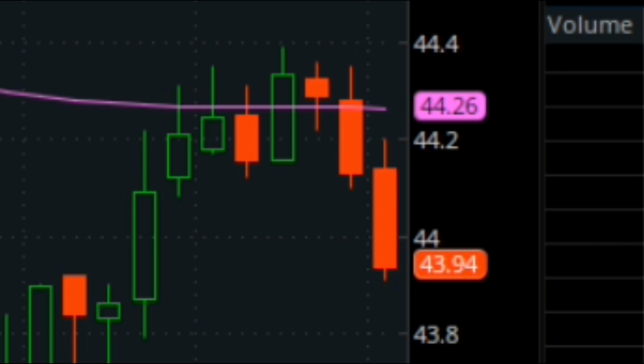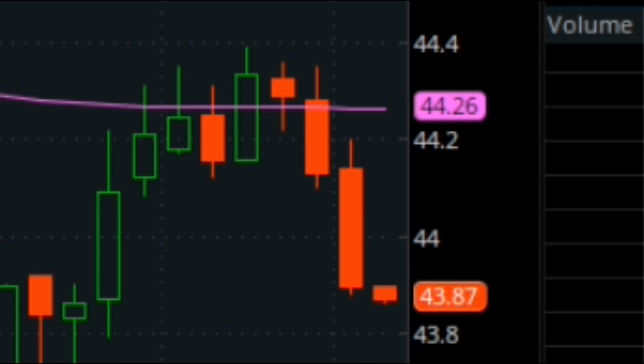Remember, the key with this one is not to be too greedy and just keep it very short term. You don't want to marry these moves, you want to make your money and get out.